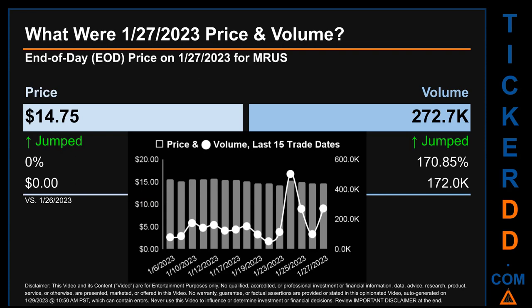Across a range of $1.50, the max and minimum end-of-day price were respectively 15.75 and 14.25. Volume saw a range of 450.6 thousand, from a day low of 52.7 thousand to a day high of 503.3 thousand.